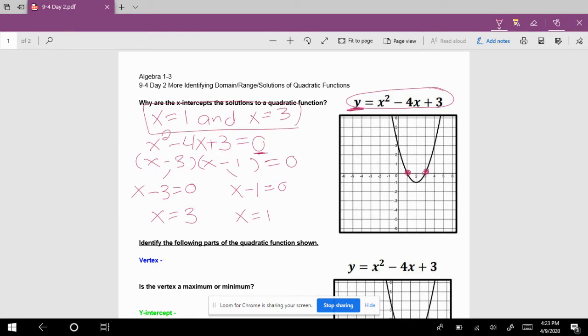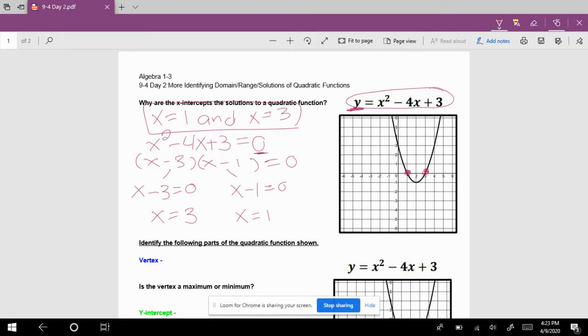And again, it's just by definition. If the y value is 0, then that coordinate point is an x-intercept. So that's why graphically we can just look at the graph and say, okay, find your x-intercepts. Those are the solutions to the function.